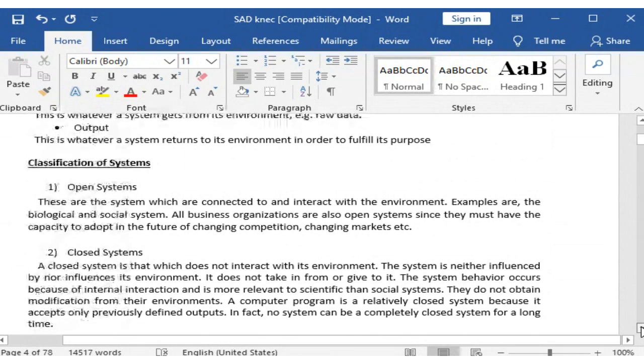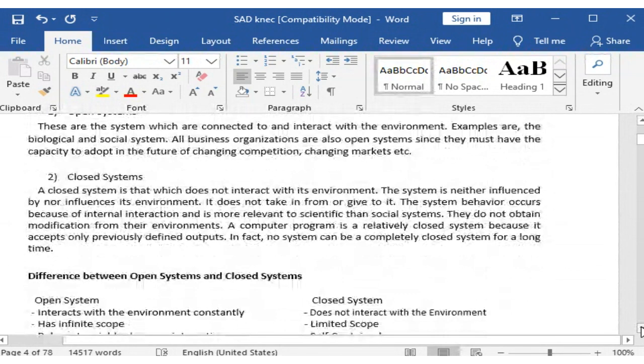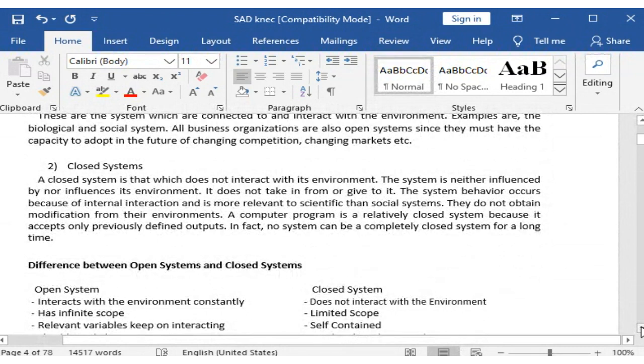Then we have the closed system. A closed system is one which does not interact with its environment. The system is neither influenced by nor influences its environment. It does not take in from or give to it. The system behavior occurs because of internal interactions and is more relevant to scientific and social systems. So an open system is open, a closed system is closed.